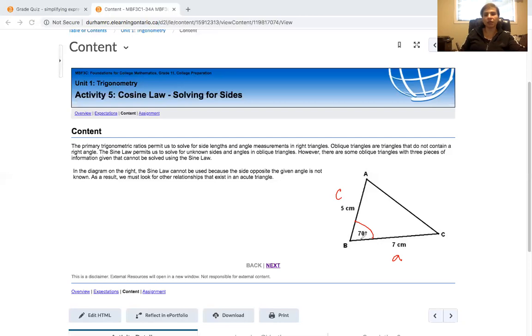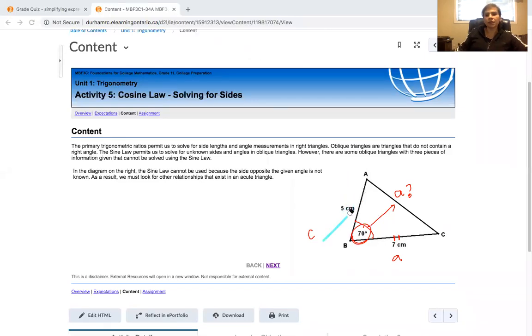For the sine law, you need an angle and its opposite side. In this case, I don't have that. I have this angle and only this angle, angle B, but I don't have its opposite side. In fact, I'll be looking for that opposite side. So what I have here is two sides, side C and side A, and the contained angle. So we call this the contained angle. In the case when I have two sides and the contained angle, this is where I have to use the cosine law.